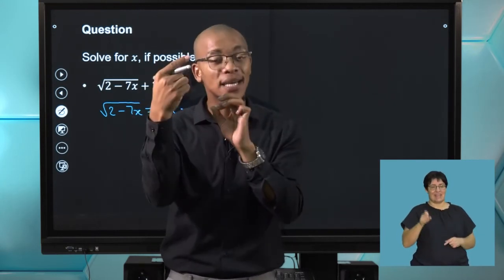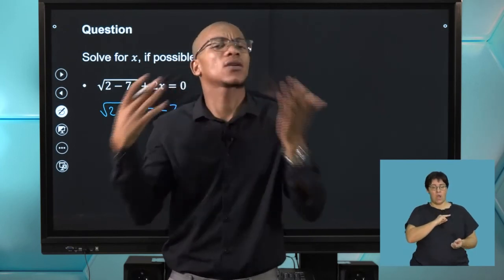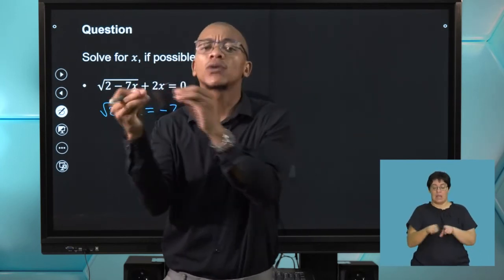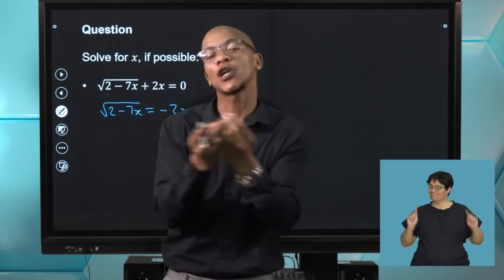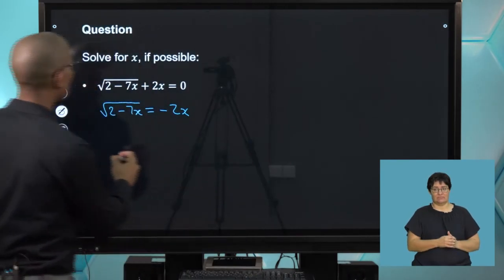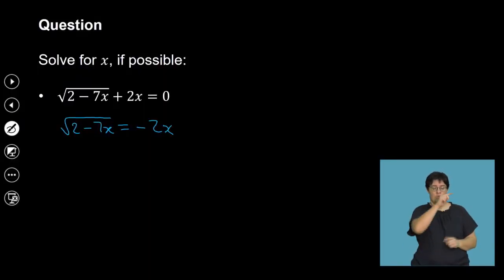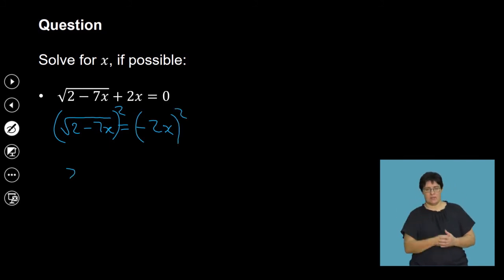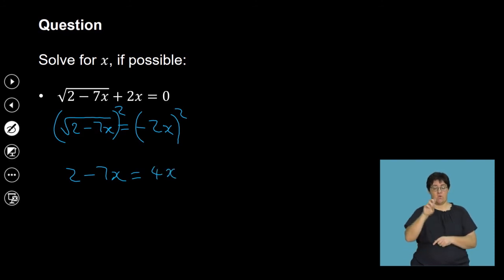In the previous example, we couldn't because it was just a constant. It is saying it is equal to negative 3, which it cannot be. So that's where the difference is here. So I'm going to square both sides, which will then give me squared there. This will be 2 minus 7x equal to 4x squared. And then it becomes 4x squared plus 7x minus 2 equal to 0.